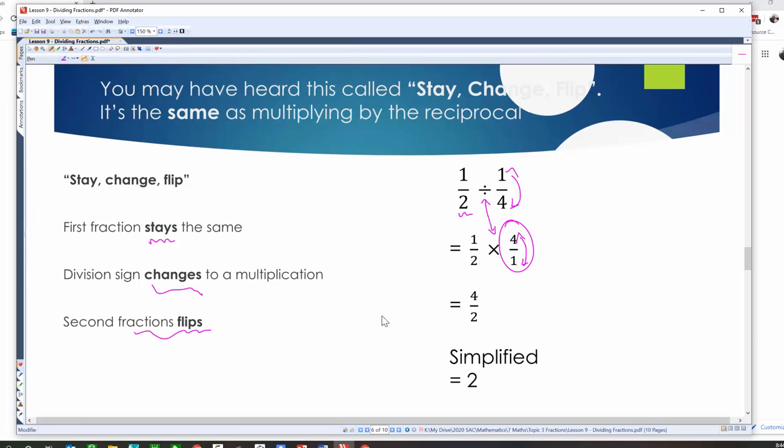Okay, and then we go ahead and multiply, and if you look, we've got 1 times 4 is 4, 2 times 1 is 2, 4 divided by 2 is 2. So a half divided by a quarter is 2, i.e. 2 quarters are going to go into a half.